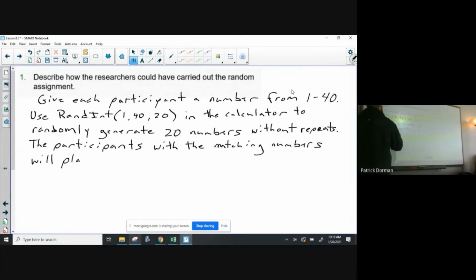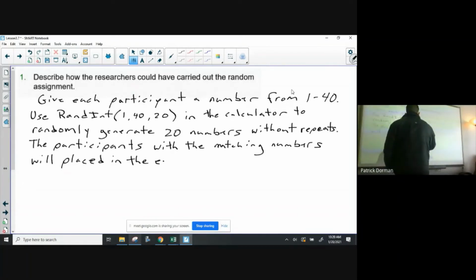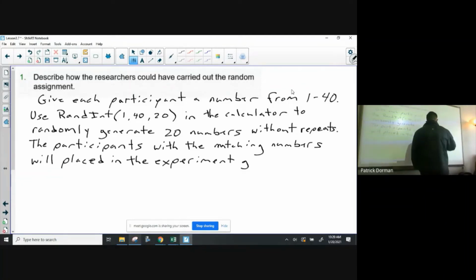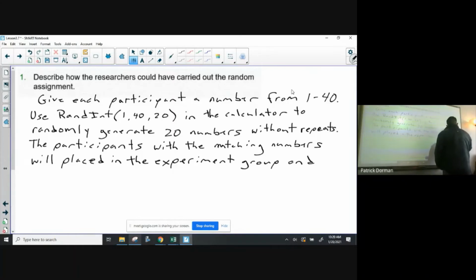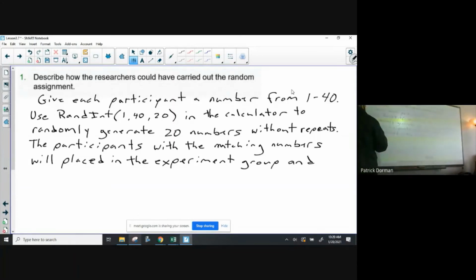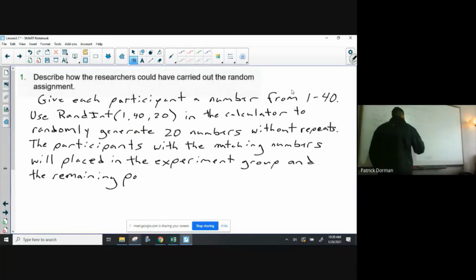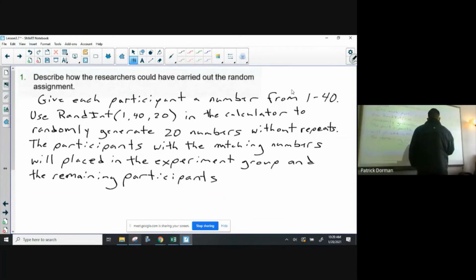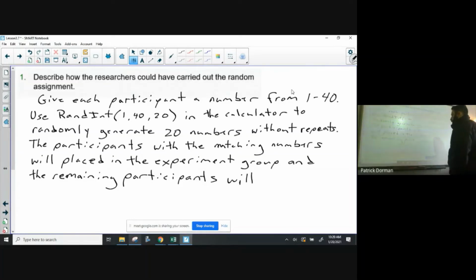We're going to place those ones in the experiment group. Will be placed. And the remaining participants, you see that it's a lot of writing. Essentially, when you're doing this, you're kind of like giving instructions to someone, right? If they've never done this before, hopefully they would be able to follow your instructions and do this random selection. That's kind of the way that I look at answering these questions. Will be placed in the control group. Yeah, that's right.